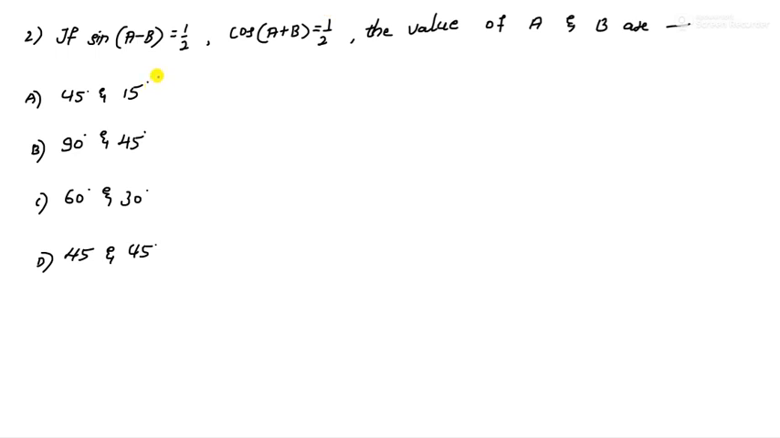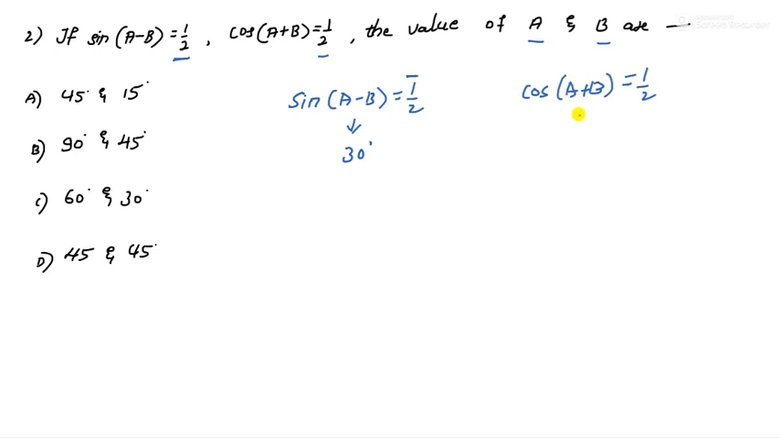Next, moving to question number 2. See, they have given that if sine of A minus B is half and cos of A plus B is half, 1 by 2, the value of A and B is dash. So if I write sine of (A minus B) equals 1 by 2 and cos of (A plus B) equals 1 by 2. For which value do we get sine as half? For which theta? The theta is 30 degrees, right? And for this, the theta is 60 degrees, correct?